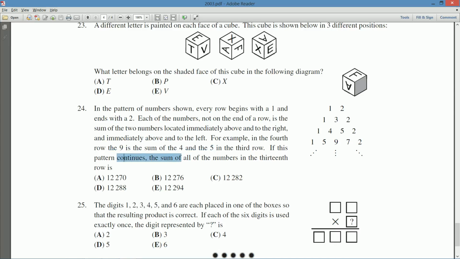If this pattern continues, the sum of all the numbers in the 13th row is... Okay. So we got ourselves a 1st row, 2nd row, 3rd row, 4th row. They even double check and tell us that this one here is the 3rd row.